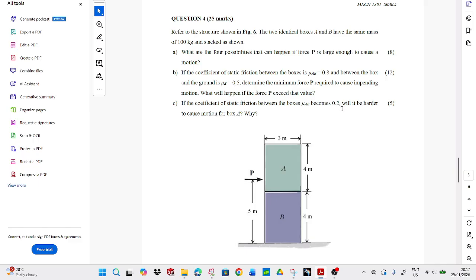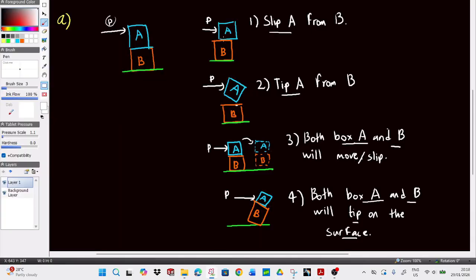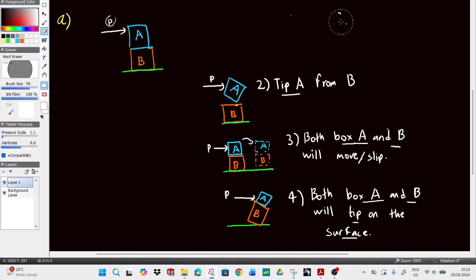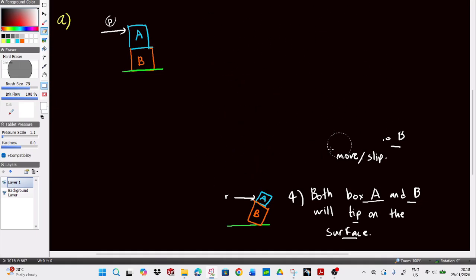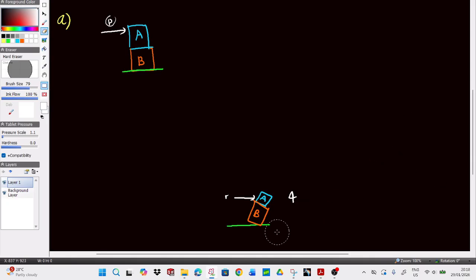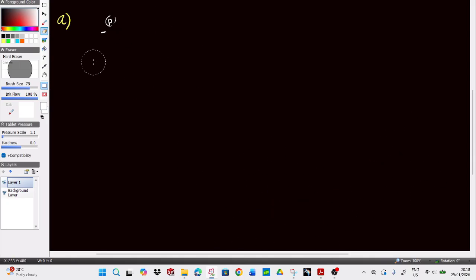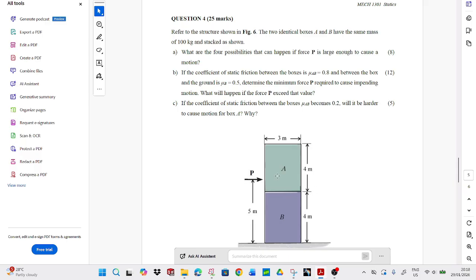Okay, and then part C is a different question, but let's go to part B first of all. That means we have to take an assumption of two cases actually. Because the word says impending motion, that means it's going to be slipping. That's going to be important here.